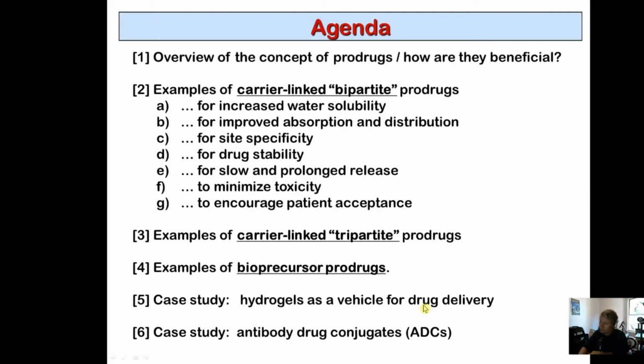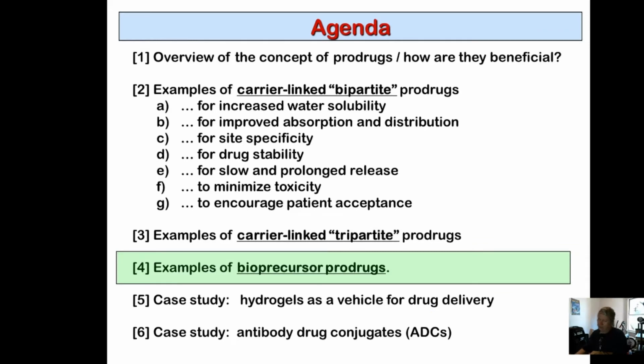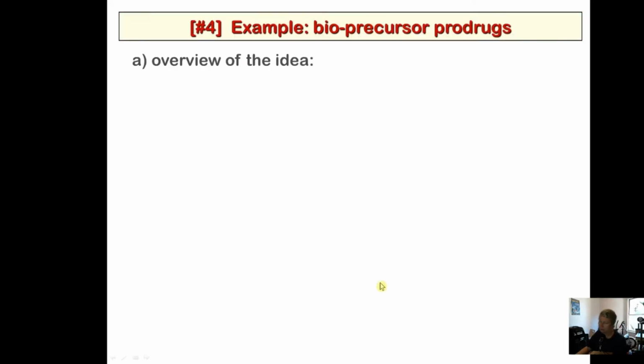Okay, so let's get into bioprecursors. This is really just the nomenclature point of different types of reactions that activate prodrugs. Because all of the ones we talked about up here, the various carrier-linked bipartite prodrugs and this carrier-linked tripartite prodrug, these all use hydrolysis mechanisms, either ester or amide hydrolysis reactions, whereas the bioprecursor prodrugs usually use things like oxidation or reduction or some other reaction to activate the prodrug.